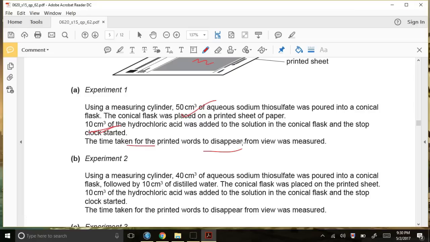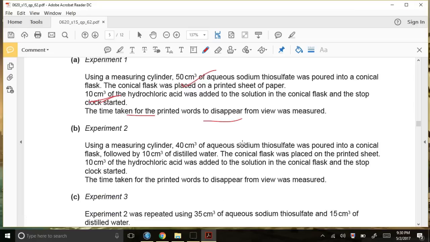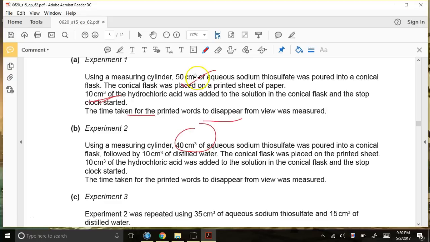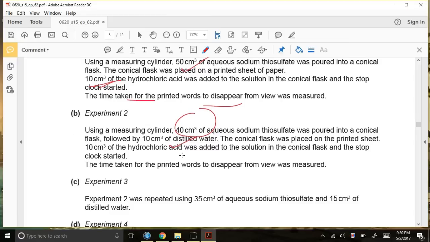Now, compare how the second experiment was different from the first one. The second one had 40 cm cube of the thiosulfate. Quickly go back. The first one had 50, the second one had 40. But the second one had 40 of the thiosulfate and 10 of water. Now don't forget, when you add water to something, you're actually diluting it. You're making it less concentrated. That's another point to be kept in mind.